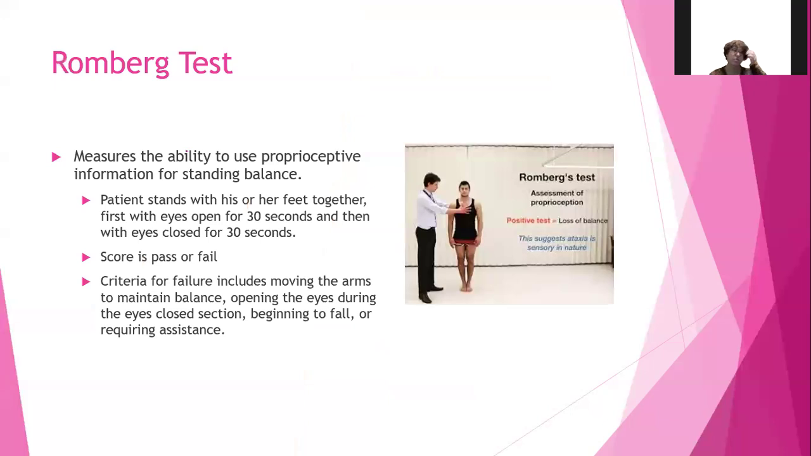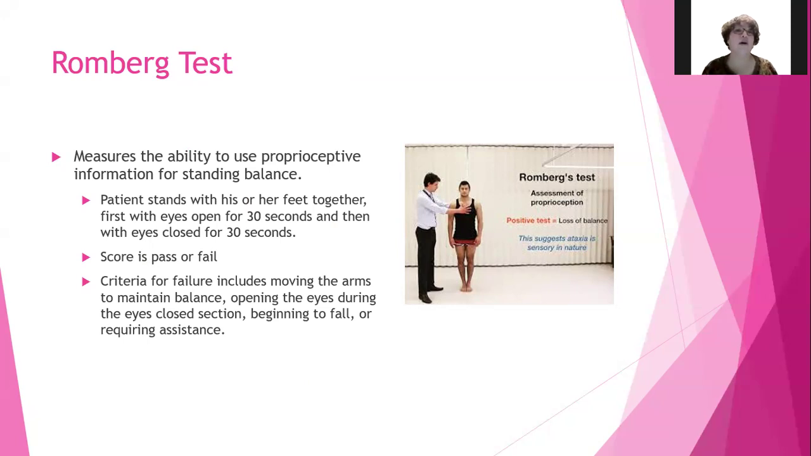So the test that's used to distinguish between sensory and cerebellar ataxia is called the Romberg test. It measures the ability to use proprioceptive information for standing balance, and it's a super easy test, and you do it in the clinic all the time. Or, you probably will. So the patient stands with their feet together, eyes open for 30 seconds, and then eyes closed for 30 seconds. Arms are supposed to be crossed over the chest.